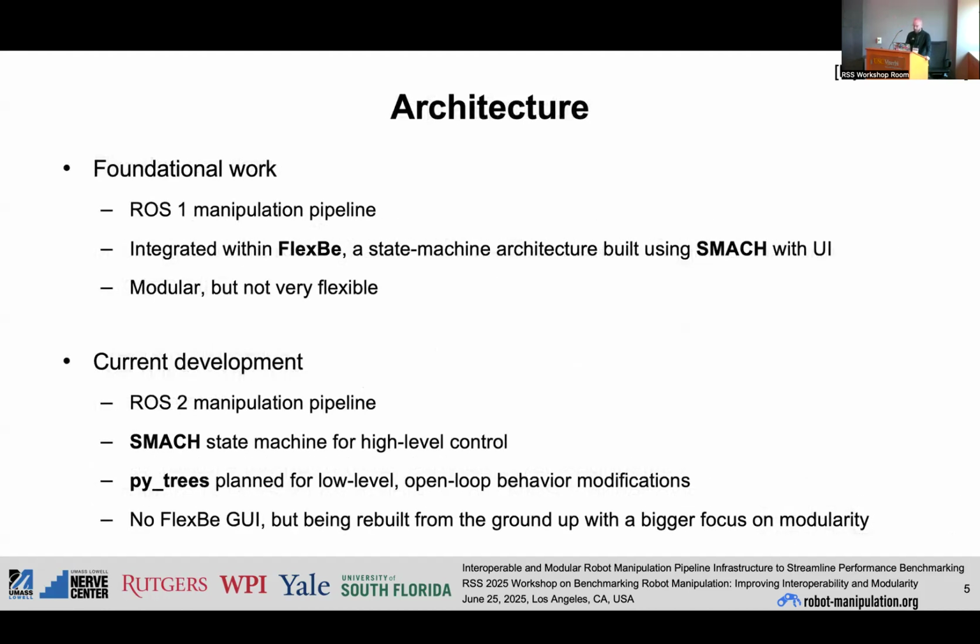The prior work for this was actually a lot of development in ROS1, utilizing FlexBE state machines, which made it really easy to make things very modular and change the flow of experiments, but not incredibly flexible. So now moving into ROS2, we don't have the same kind of GUI that we had available with something like FlexBE, but given that we're building this from the ground up, more with a focus on modularity this time around, it is going to be, we think, a much more fruitful system.